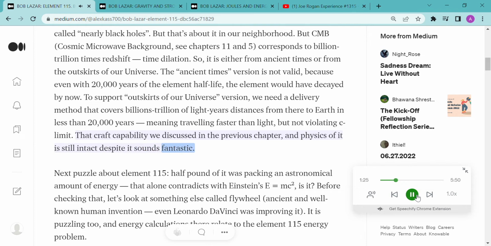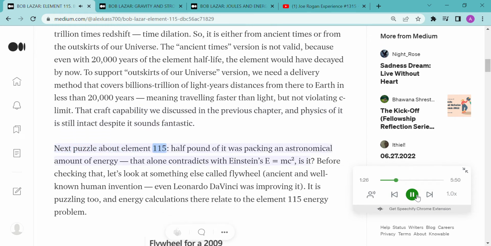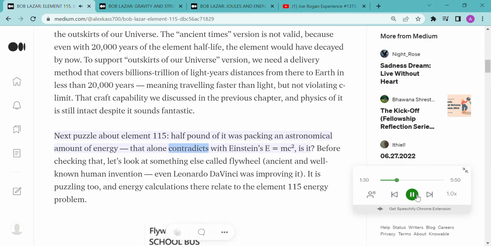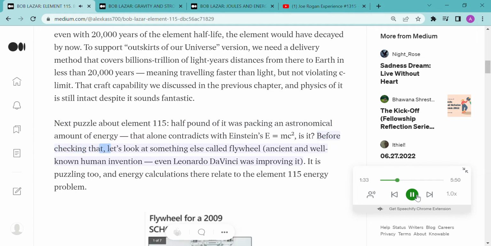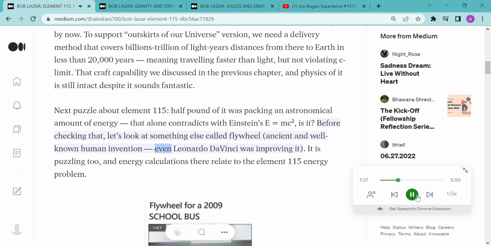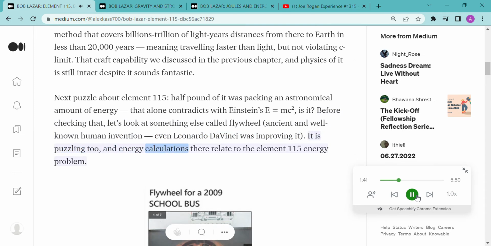Next puzzle about element 115: half a pound of it was packing an astronomical amount of energy. That alone contradicts Einstein's E equals mc squared, or does it? Before checking that, let's look at something else called a flywheel, an ancient and well-known human invention. Even Leonardo da Vinci was improving it. It is puzzling too, and energy calculations there relate to the element 115 energy problem.